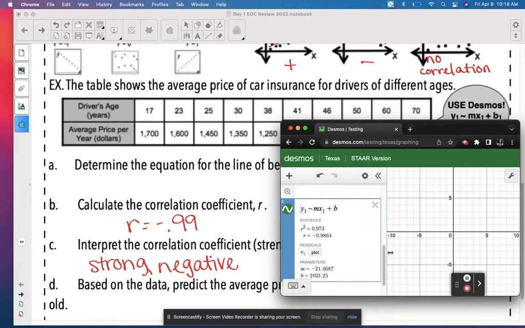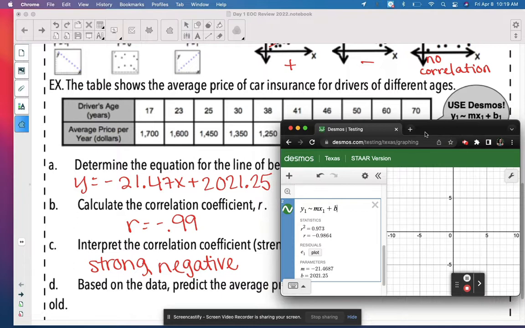And the last thing, in part A, it asks us to determine the equation for the line of best fit. And we're going to be using the slope and y-intercept for this. So again, round to the hundredth. My equation is going to be y equals -21.47x plus 2021.25. And this is the equation that we're going to use in part D, because it's wanting us to predict the average price of insurance for a 58-year-old.